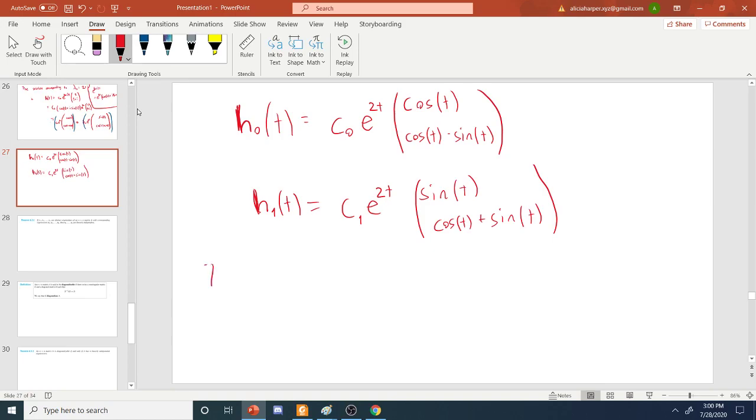Then h naught and h1 together form the general solution to the ODE.